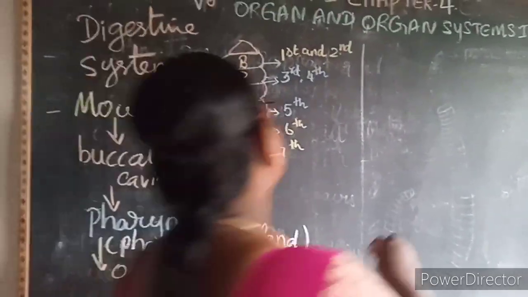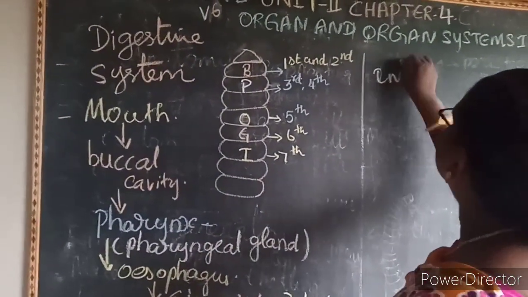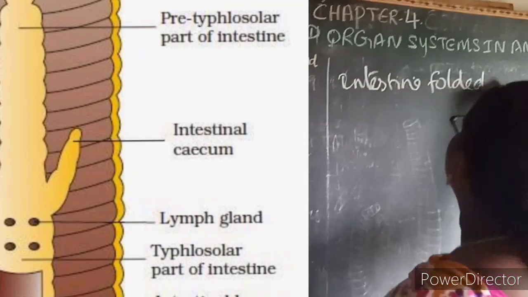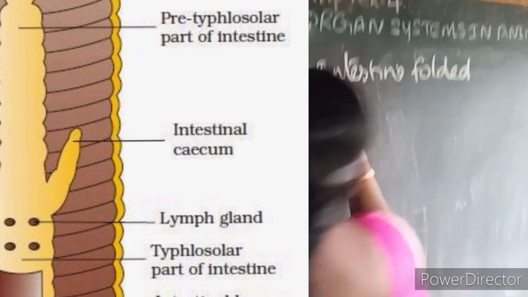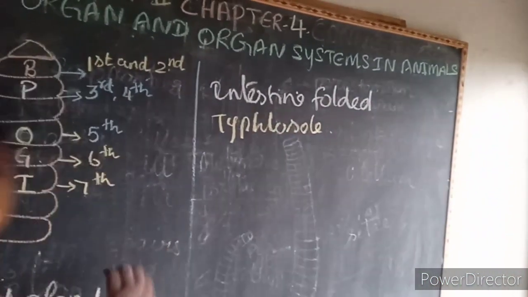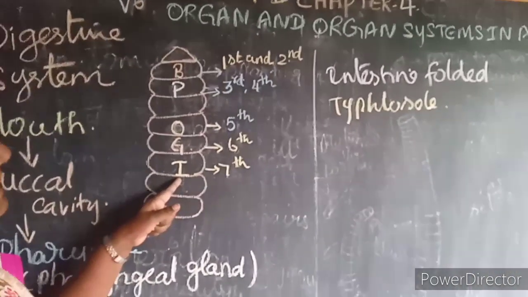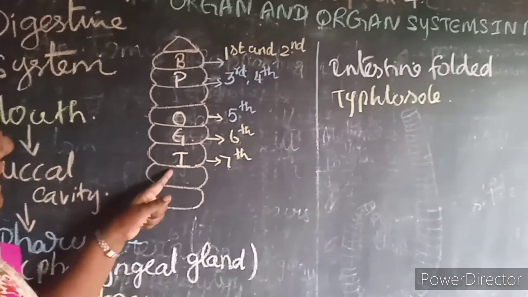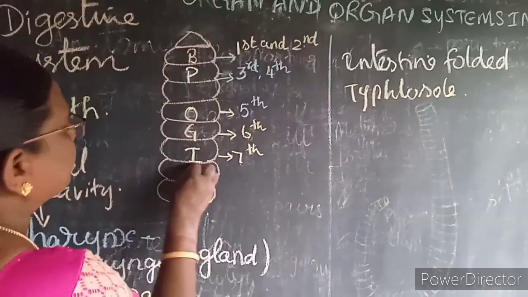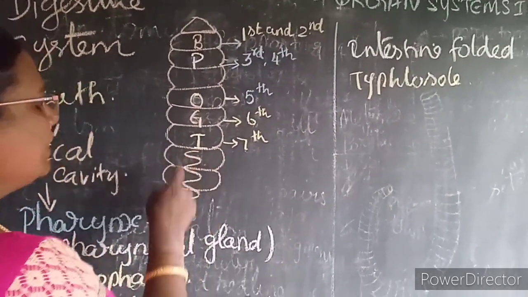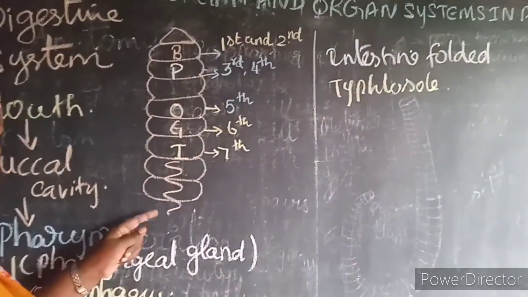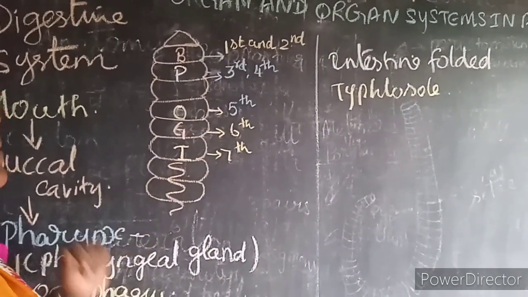So, here this intestine is folded. The folded intestine is known as what? Typhlosole. So, it's a 2-mark question. From the seventh segment onwards, the intestine is present up to the last segment. This intestine is folded. The folded intestine is known as what? Typhlosole. So, my question is, why is the intestine folded?